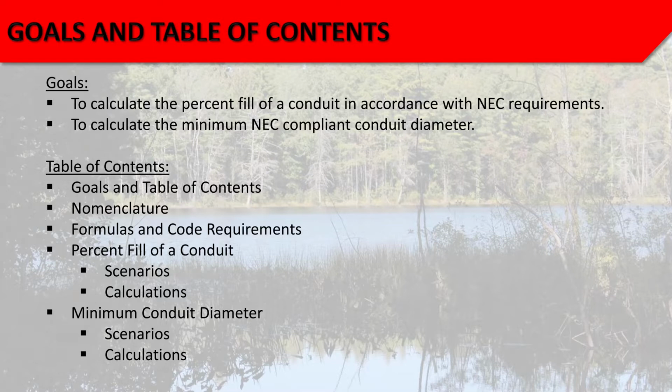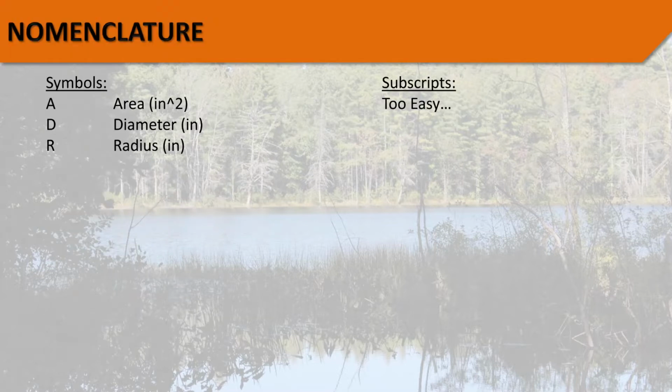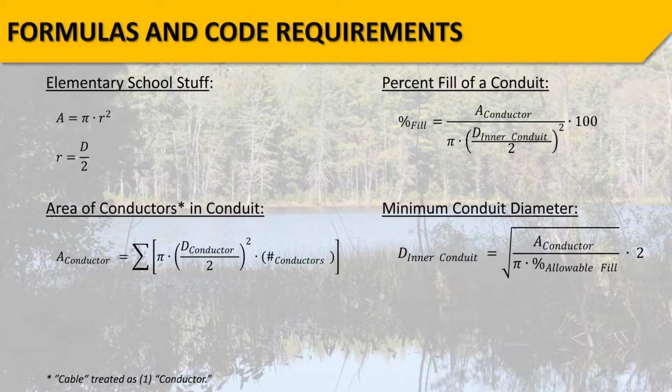The nomenclature for this video is very basic. We have area in units of square inches, diameter in inches, radius in inches, and subscripts are so basic they're self-explanatory. There will be four main formulas that we'll be using for this video. The first group is the elementary school formulas, the formula for area, which is area equals pi r squared, r being your radius, and just a reminder, your radius is equal to half of your diameter.